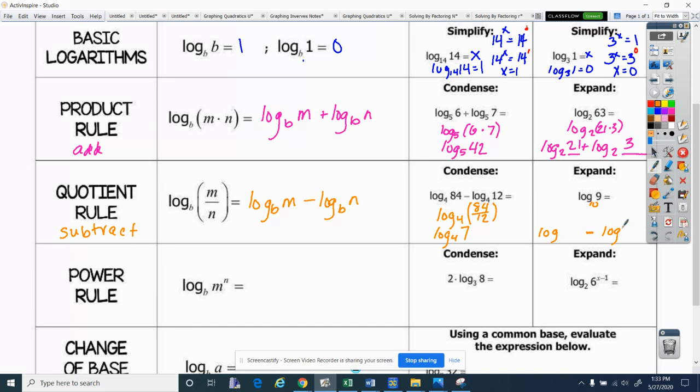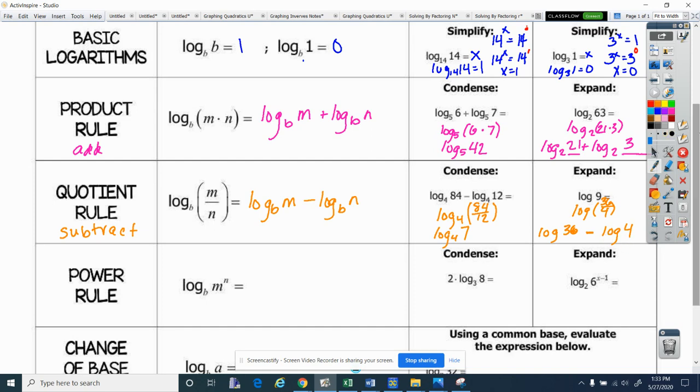All right, and so what do I need to do? Well, I'm dividing here. Since I'm dividing, I need the log of 2 numbers that are going to give me 9. So let's come up with 2 numbers that when I divide them, I get 9. Well, okay, how about 36 divided by 4? Is 36 divided by 4 9? Yes, so the log of 36 minus the log of 4.